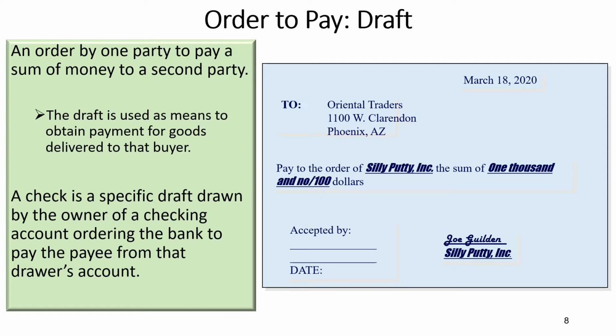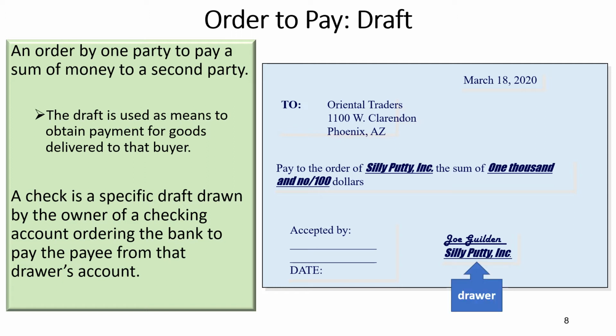So let's take a look at one. March 18th, 2020, to Oriental Traders at Clarendon, Phoenix, Arizona. So this instrument, which we're going to know later is a draft, is being sent to Oriental Traders. What are they being told? They are being told, pay to the order of Silly Putty the sum of $1,000. And who is it signed by? Joe Gilden for Silly Putty.